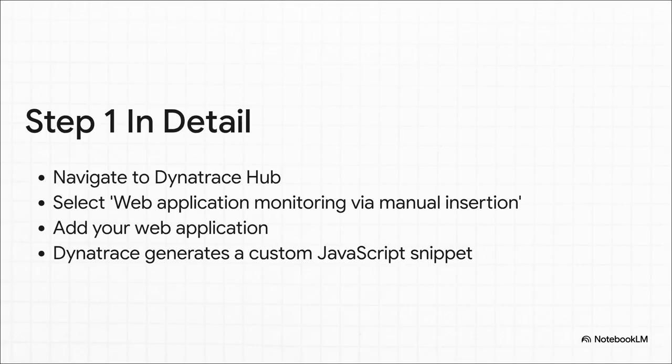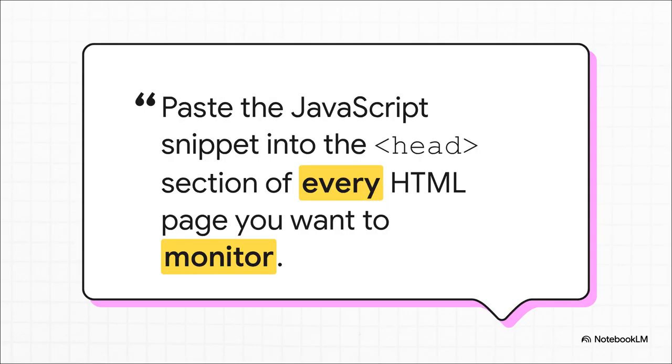So you're going to pop into your Dynatrace environment and head straight for the Dynatrace Hub. Once you're there, you're looking for an option that says Web Application Monitoring via Manual Insertion. Just add your web app and boom, Dynatrace works its magic and spits out a custom JavaScript snippet just for you. Okay, on to step 2.